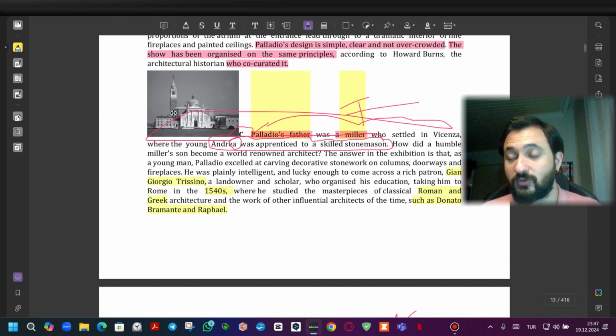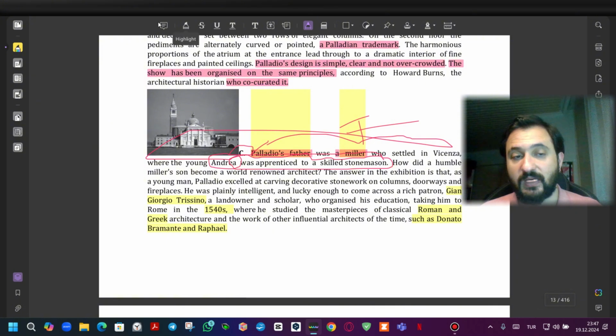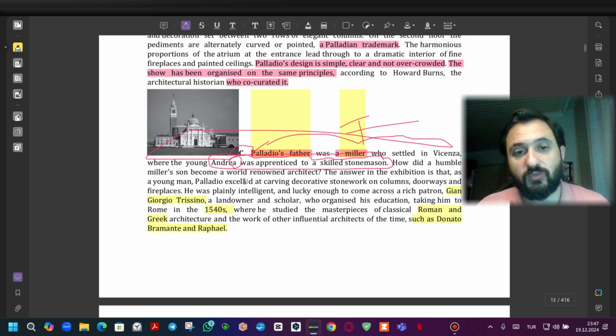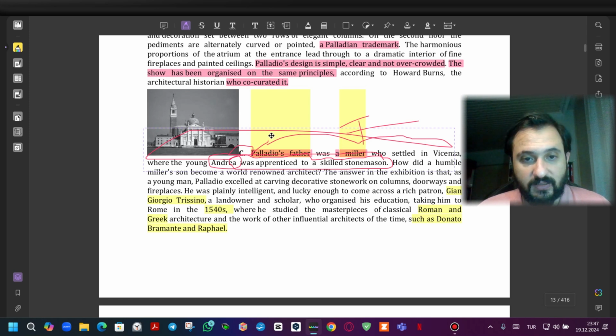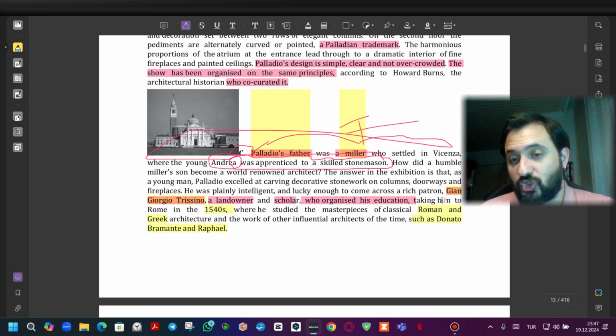Now I need to find someone who is paying for education. How did a humble miller's son become a world-renowned architect? Okay, the answer in the exhibition is that as a young man, Palladio excelled at carving decorative stonework on columns, doorways, and fireplaces. He was plainly intelligent and lucky enough to come across a rich patron, Gian Giorgio Trissino. Always, if you see private names, be careful, I said to you. A landowner and a scholar who organized his education, taking him to Rome.